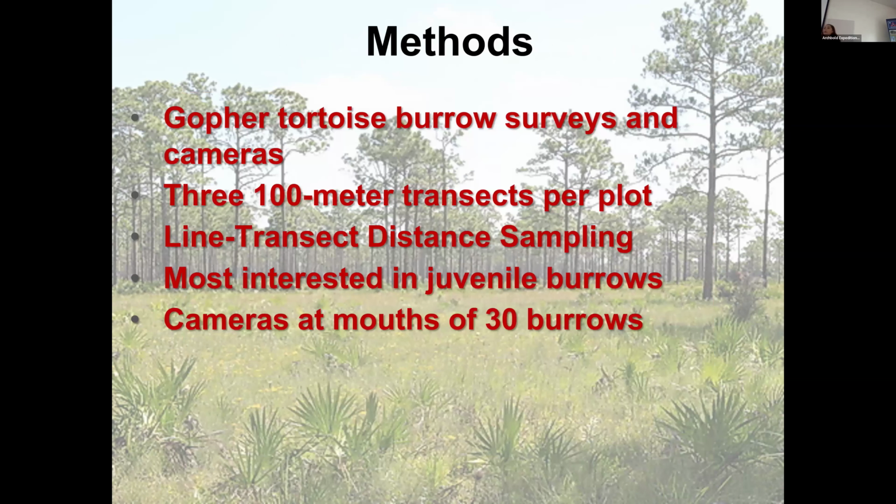The third method is gopher tortoise surveys and cameras. In each of the 1 hectare plots, I've done 3 100-meter transects to look for burrows. And we use line transect distance sampling. For this project, we're most interested in the juveniles because it's a 4-year project. Gopher tortoises live a long time. So no matter what happens with our experiment, we're probably not going to see changes in the adult gopher tortoise populations. I guess we could, but probably won't. But we could see changes in the juvenile populations because they are directly killed by fire ants, and also they're growing and changing and moving. So we'll be able to see those.